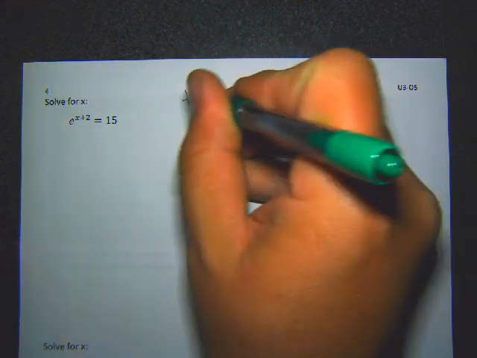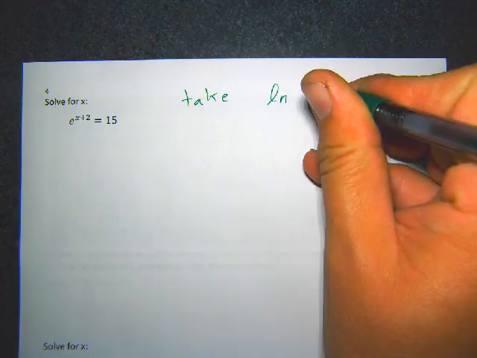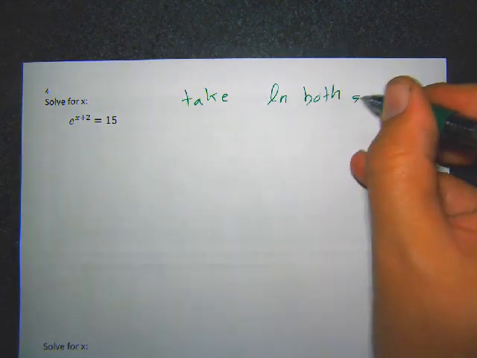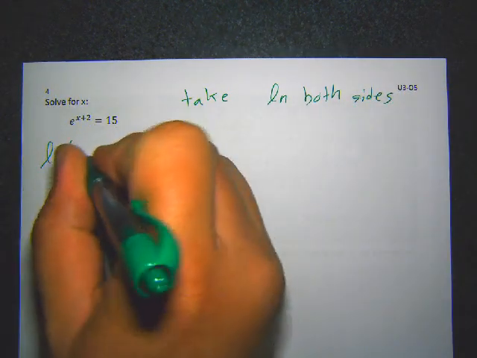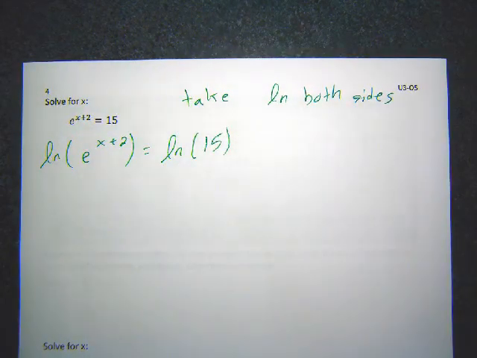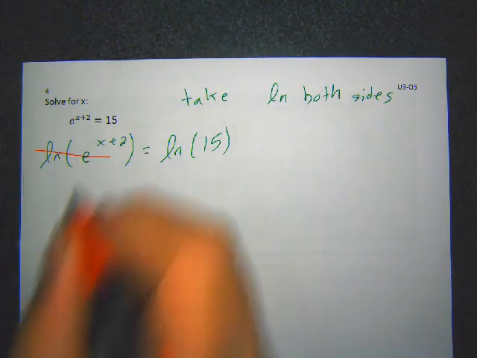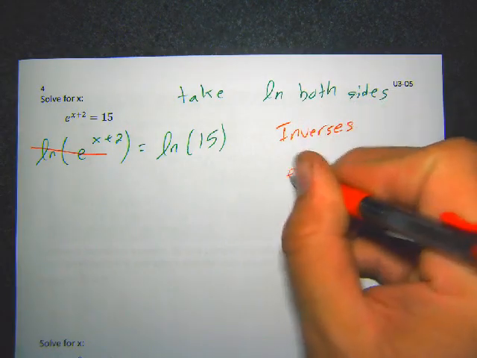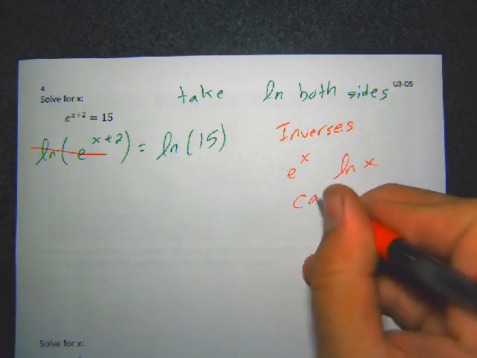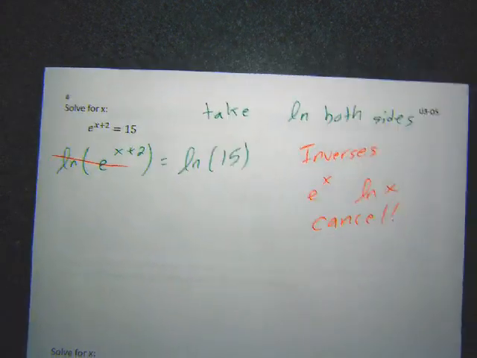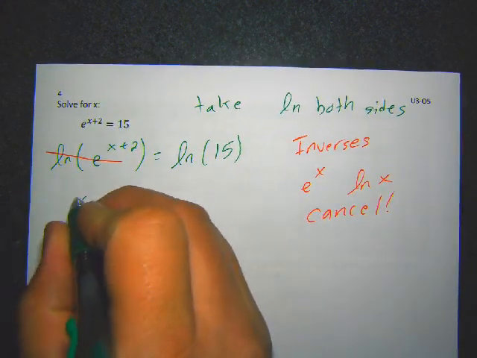And with those, you just got to remember that if it's an e base, you still take the natural log of both sides. But instead of using the power rule, we're going to use the fact that they're inverses. Natural log and e are inverses. So we're still going to take the natural log of both sides: natural log of e to the x plus 2 and natural log of 15. But now, we'll use the fact that natural log of x and e to the x are opposites, or inverses. Inverses cancel. So that natural log and that e just cancel, and we're just left with the x plus 2, the power.